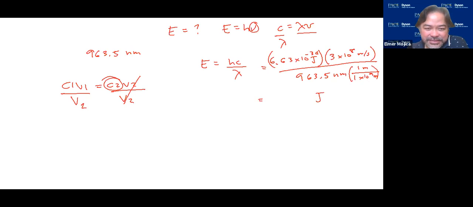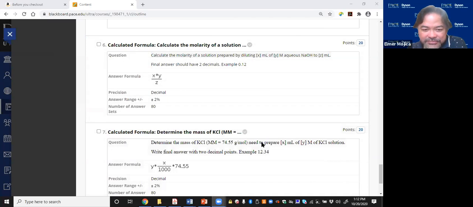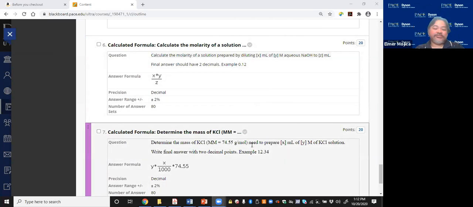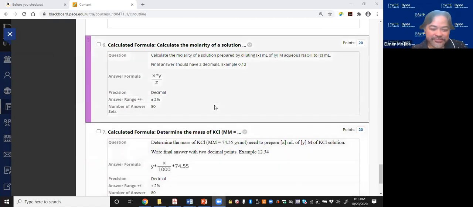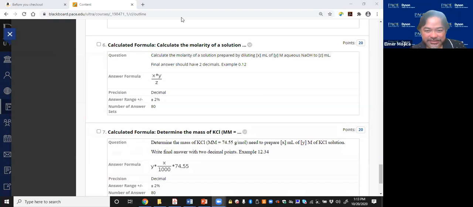Okay? Is it mass? I don't think that's mass. Okay? It's usually molarity and volume. And the last one that I have here, so this is determine the mass of KCl. So the molar mass is already given to you there. Needed to prepare X mL of Y molarity of KCl. So if you're going to look at this, the one that's being asked, what's the mass?